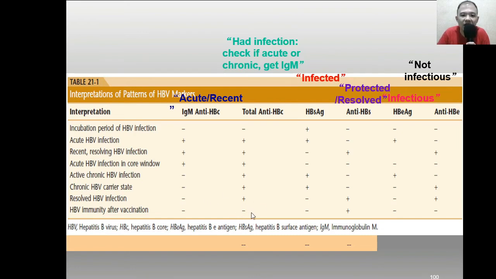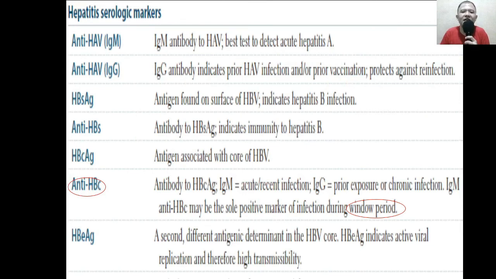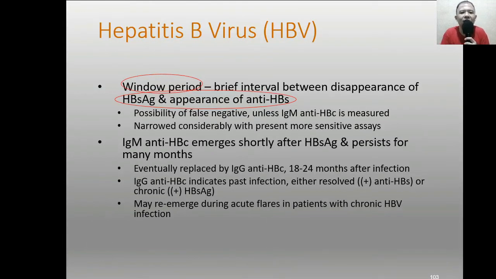Okay, next, if you have nothing, that's neither infection nor immunization. You get it? Get it, class? So just review it. Okay, so this is the summary of the meaning for each antibody and antigen. You just have to go through these later. So the window period, again, is the brief interval between the disappearance of the HBS antigen and the antibody.